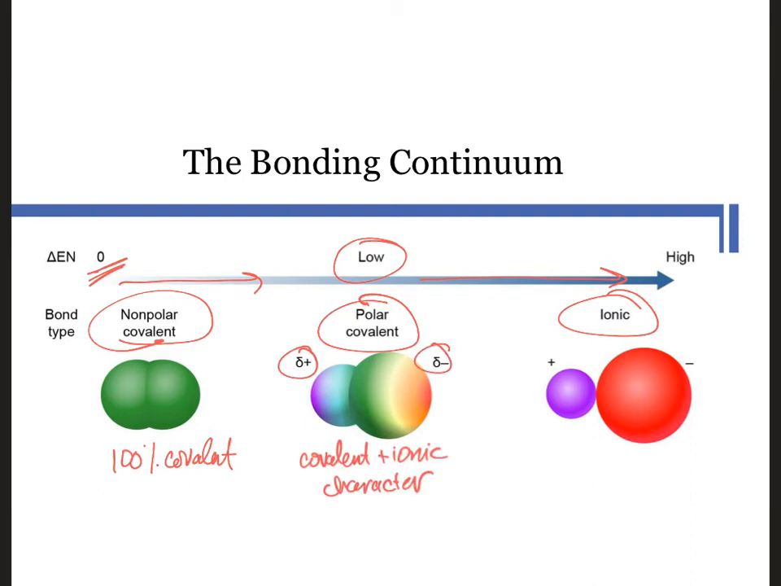A molecule doesn't become an ionic formula unit, though, until the electrons are completely transferred, resulting in full positive and full negative charges, as indicated on the ionic compound.